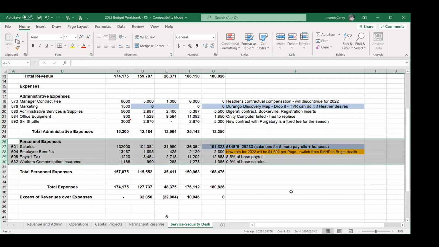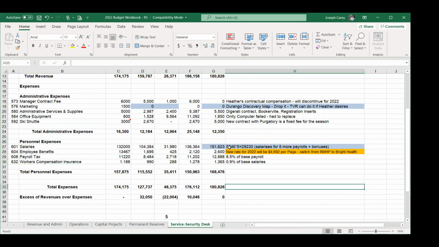Personnel expenses, salaries. So we gave some raises. We've got some raises in place for next year. Yes. So our next year's salary level is at 151. Yes.